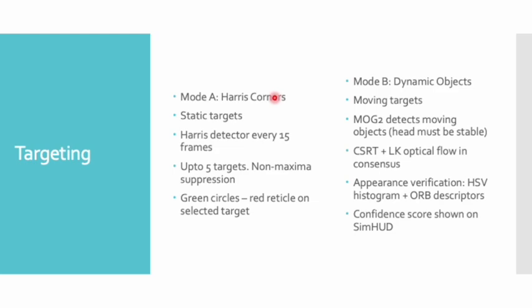Lucas-Kanade optical flow running in parallel as a secondary. Every 10 frames, I verify the box against a stored HSV histogram and an ORB descriptor signature. If the appearance score drops below 0.35, the tracker declares the target lost. And we need to lock onto a target again.